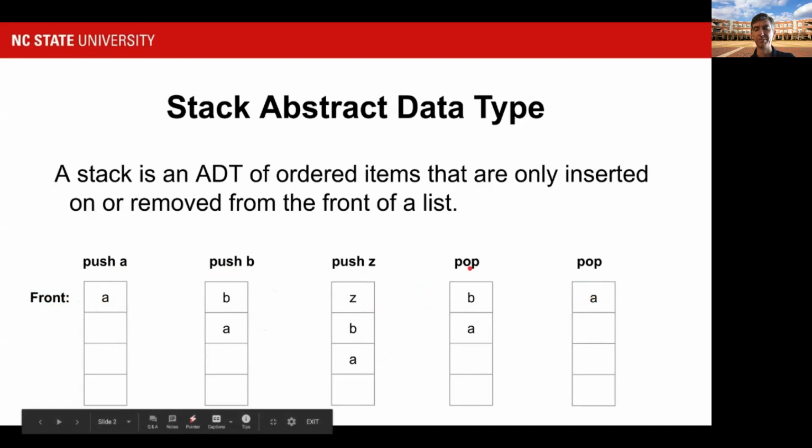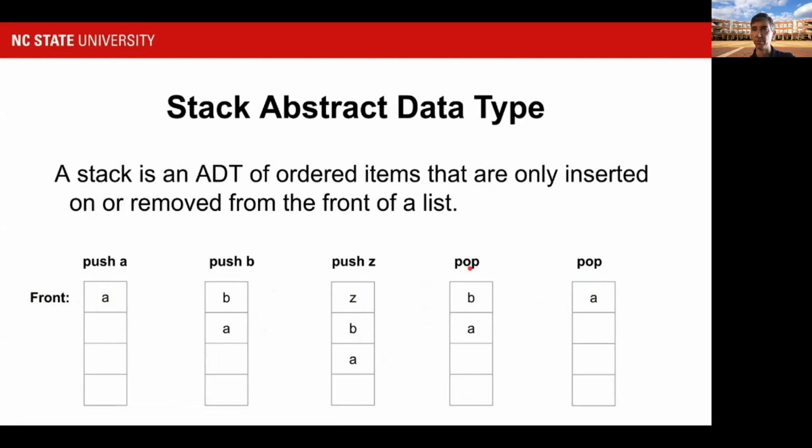And then when I pop, I remove from the front. I don't go to the end to remove. So in this case, if I just pushed Z and then I do a pop, I'm going to pop Z, and that leaves B and A. And then when I do another pop, it pops B, leaving just A, right? So I only insert at the front and remove at the front, or we're going to call it push and pop in the context of a stack.